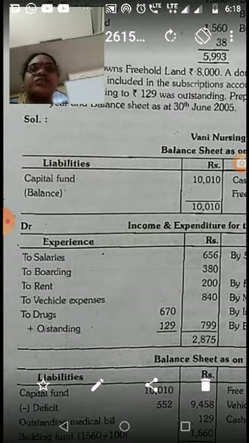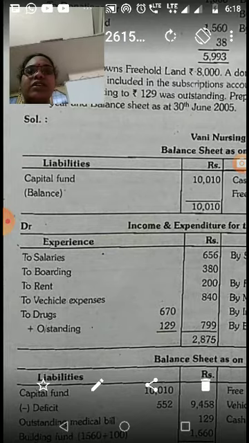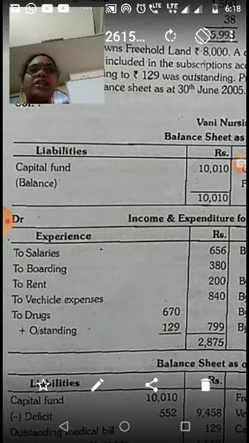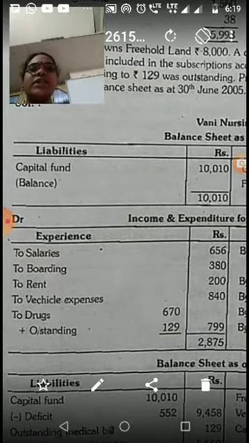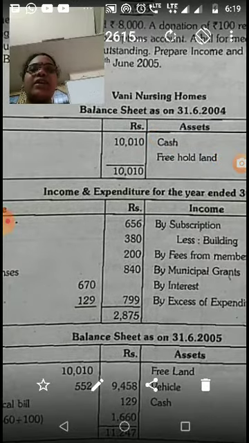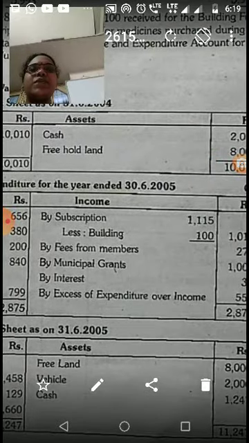To salaries of nurses, that is 656 given in the problem. To boarding 380 is given in the problem. To rent 200 is given in the problem. To vehicle expenses 840 given in the problem. To drugs is 670. The outstanding drugs 129 is the adjustment. 670 plus 129, that is 799. The total is 2875.